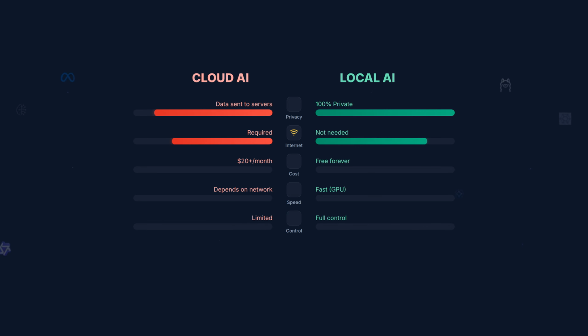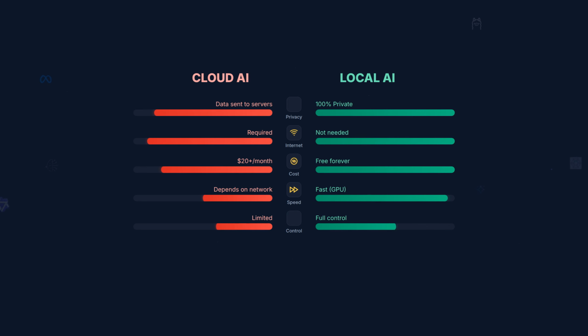Cloud AI versus local AI. Let's compare. Cloud AI: convenient, yes, but your data goes external, it requires internet, monthly fees add up fast, and you have limited control. Local AI: everything stays private, it works offline, you pay once for hardware, and you get full control over models and settings. Both have their place, but local AI gives you ownership.